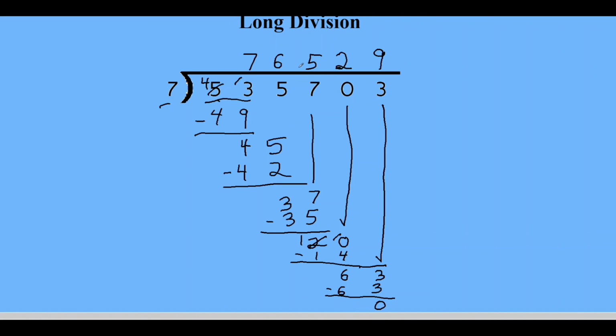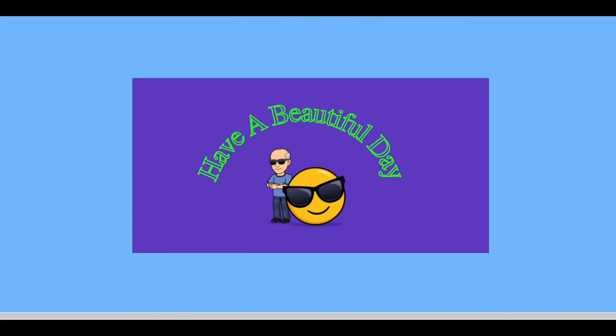What number is our answer? Let's put a comma. 76,529. Okay, let's keep going. That's it.